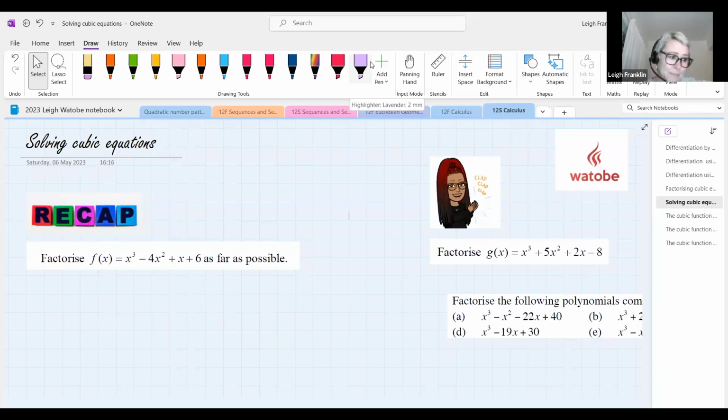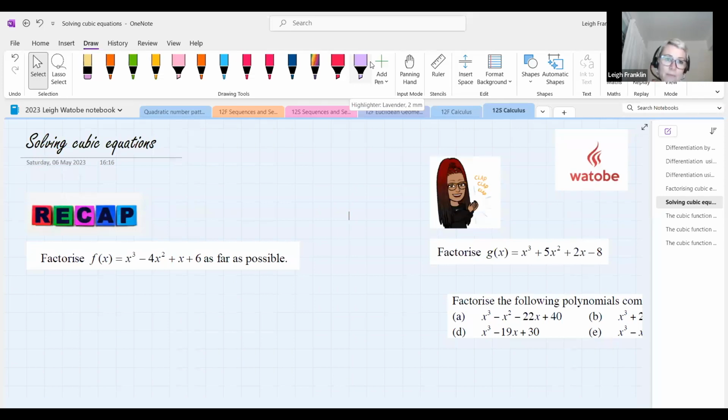The reason why I always teach inspection is because it works for every single cubic polynomial. There are situations where synthetic division and long division actually fail to factorize for us. So inspection always works. So that's why this is the method that I always teach my matrics at school as well.